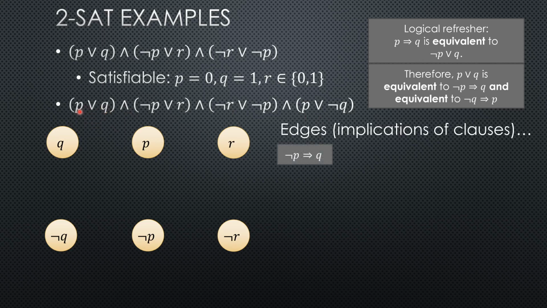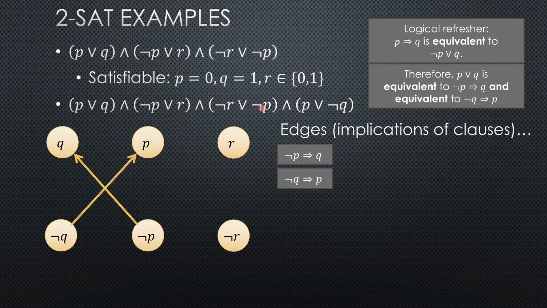So if the first term is false, not P, then the second term must be true, Q. So if not P, then Q. Not P implies Q. This is going to become an edge. We're going to make an edge from our not P node to the Q node. And there's another consequence we can get here. If not Q, then P. So we'll create an edge from not Q to P.